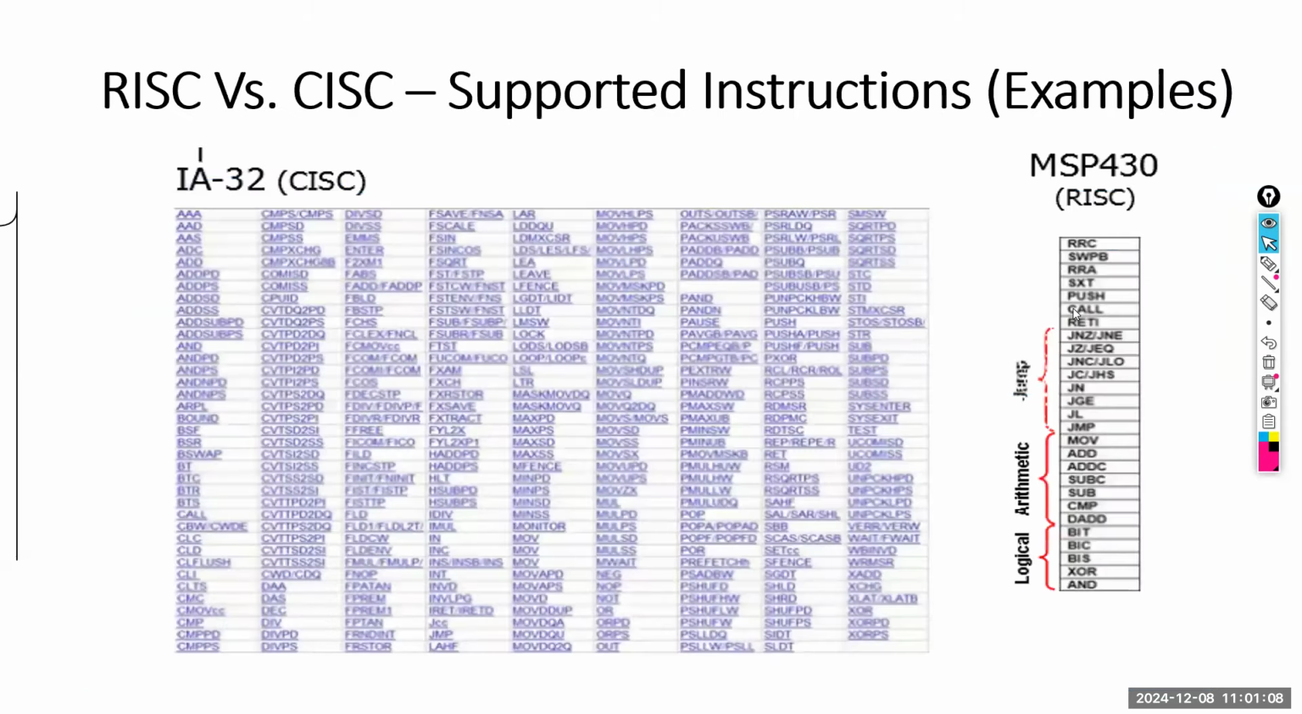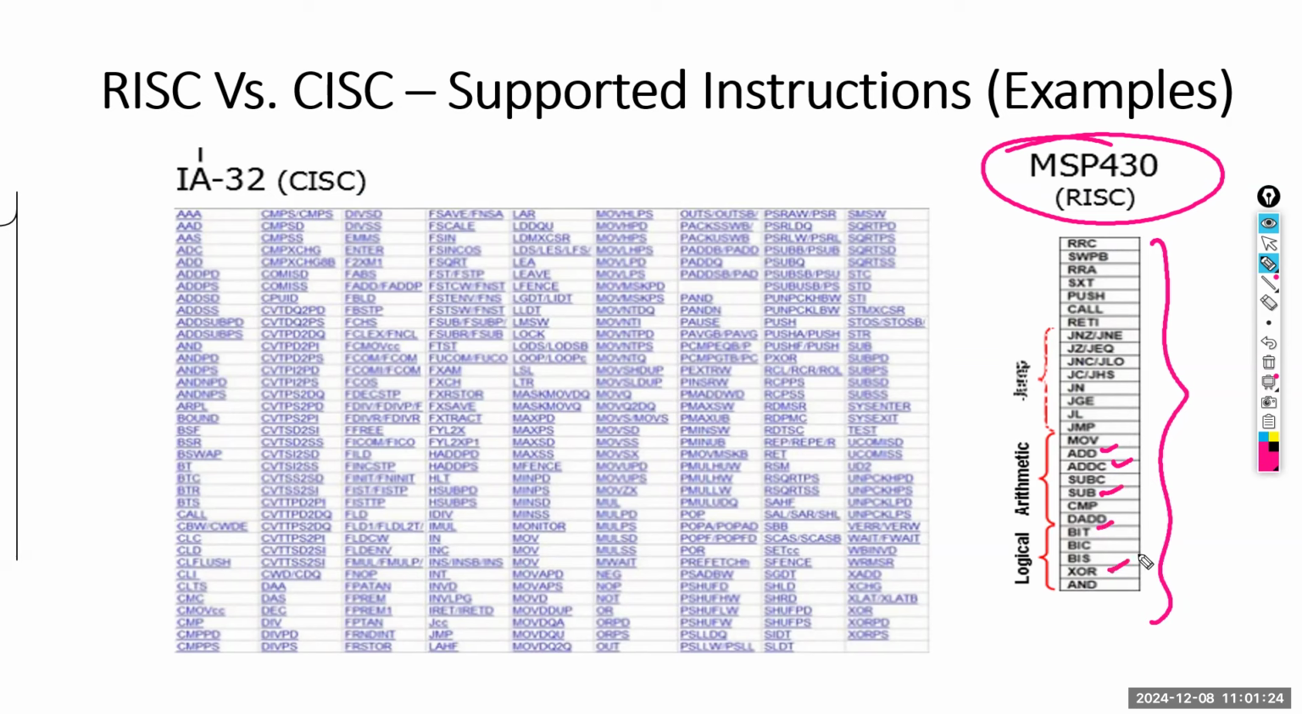Right. So this is a particular RISC processor called MSP 430. These are the supported instructions. Just very basic instructions like addC, sub, bit, XOR, and so on. So just about maybe 20, 30 instructions are supported. This is a RISC processor's supported instruction set.